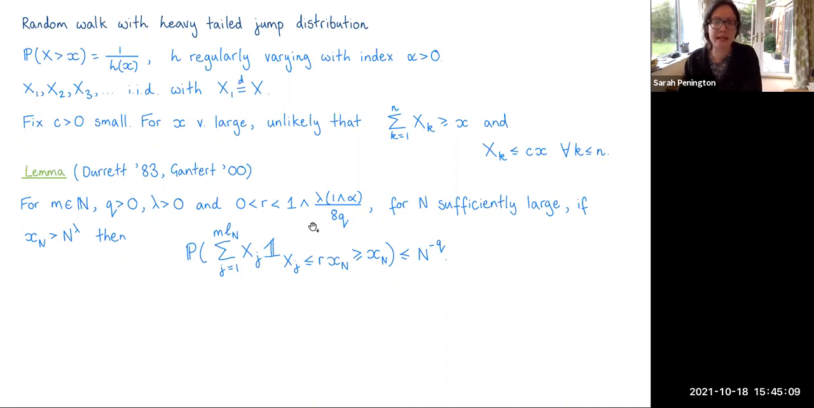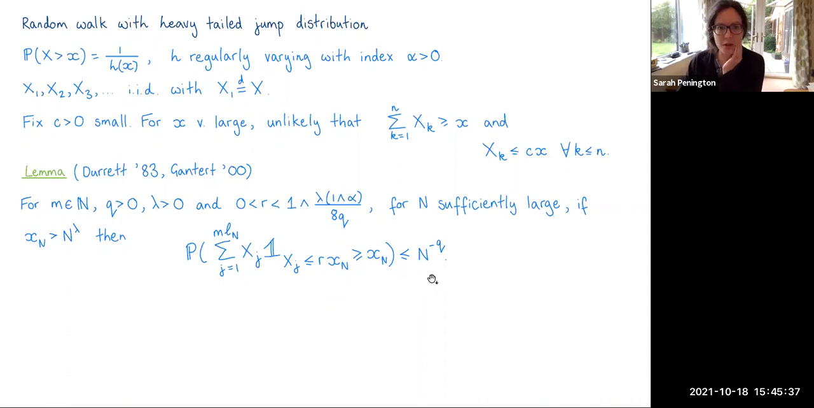Then what we can say is that if n is sufficiently large, and xn is bigger than n to the lambda, so it grows like a positive power of n, then if we look at the probability that the sum from j equals 1 up to m l_n of xj times the indicator that xj is less than or equal to r xn, the probability that that sum is at least xn is at most n to the minus q.